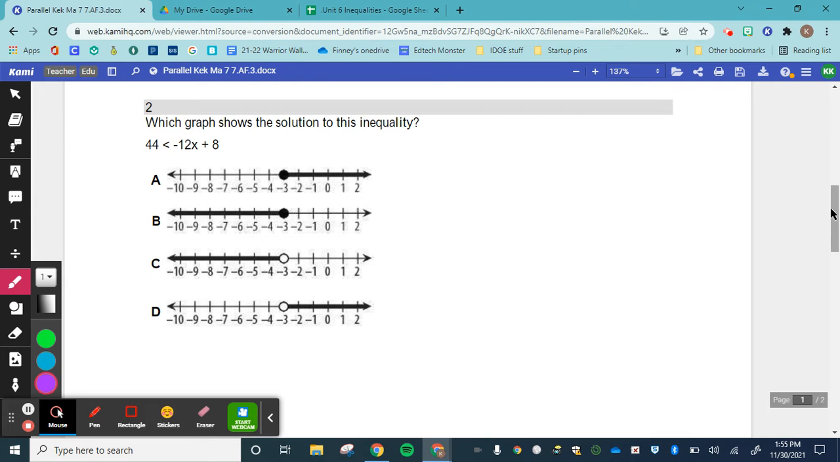This is the inequalities review problem 2. Which graph shows the solution to this inequality? My inequality is 44 is less than negative 12x plus 8. And I need to look through and figure out which of those graphs will match this.